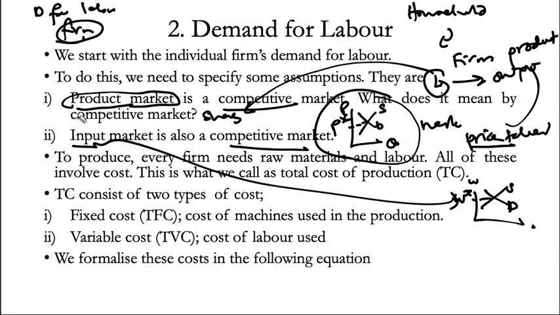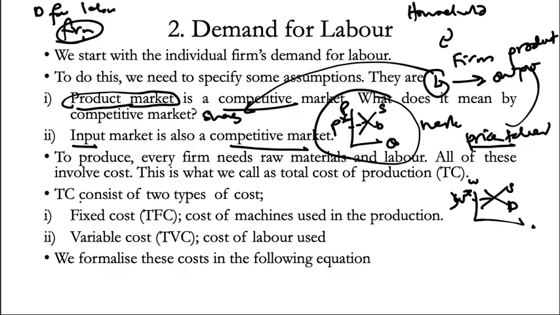Now, let me erase the mess. So to produce output, like I said earlier, each firm needs to have raw materials and labor. So labor will combine with all of the raw materials and also fixed inputs to produce output. And for all of the inputs, labor included, firms need to pay. Okay, so it involves cost. So what kind of costs are involved in the production process? This is again a revision so that you do not go astray from what we are discussing in terms of demand for labor.